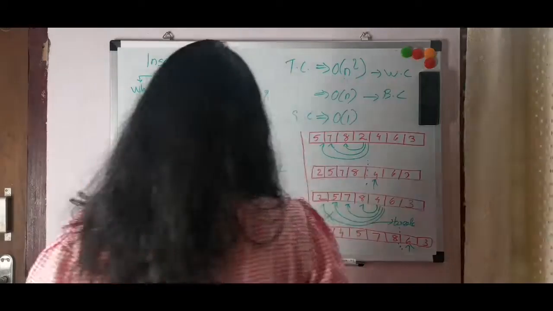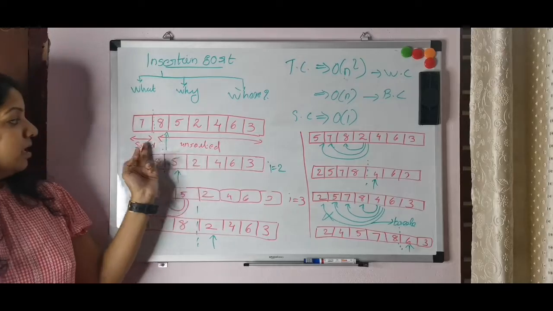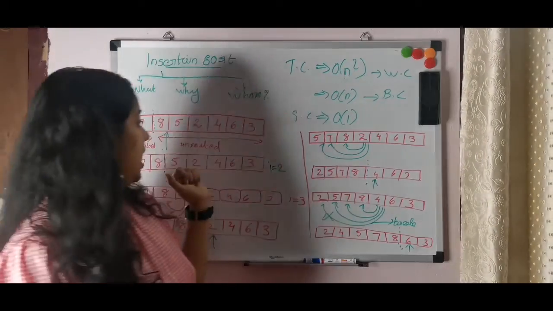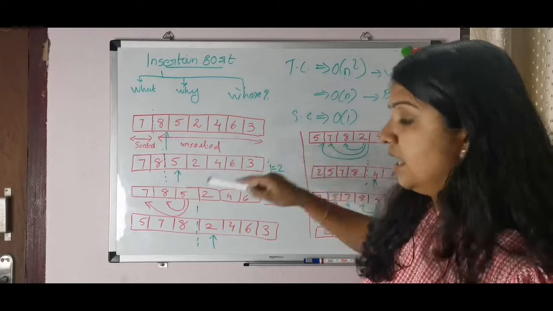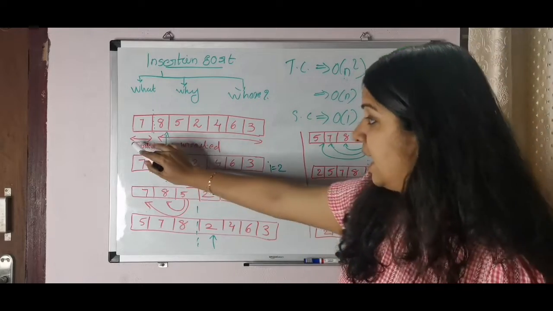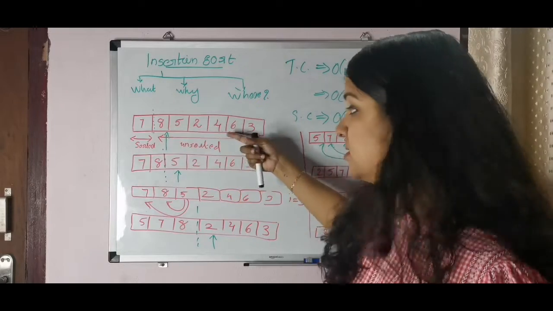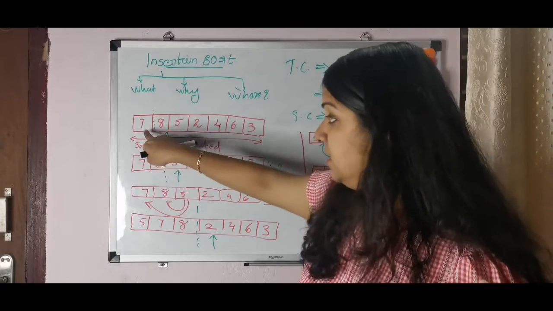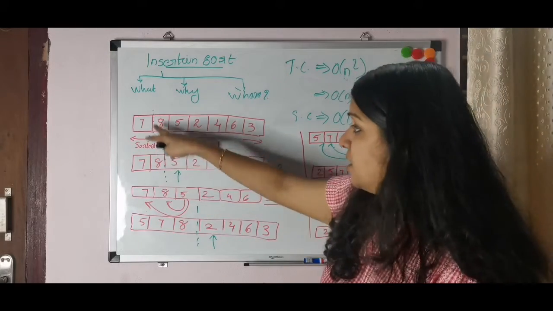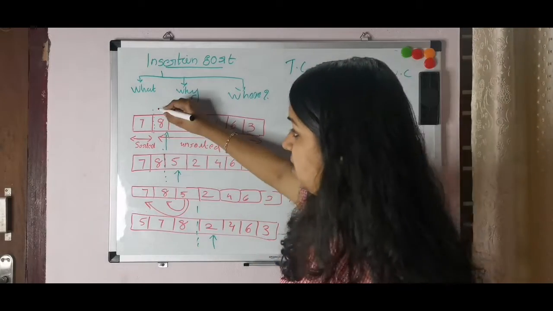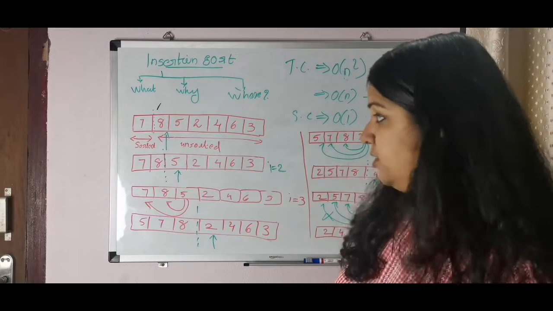I will tell you. You can see here, this is our array. First I will consider this array. It is divided into two, sorted and unsorted. The sorted part is just the first element, which we consider as the sorted element. So we are putting this line here, and the remaining elements we assume are unsorted.